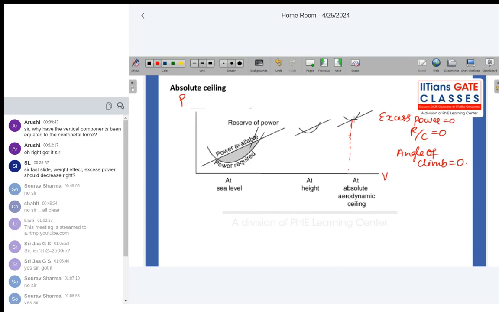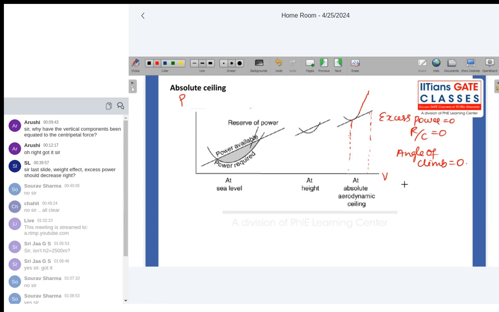Because let us assume it got accelerated and reached a different velocity. When it reaches a different velocity, what happens? This is your power required curve. This is your power available curve. Your power available is less than the power required. That means the aircraft can only glide down. The aircraft cannot pitch up, that is, climb up. The aircraft can only glide down.